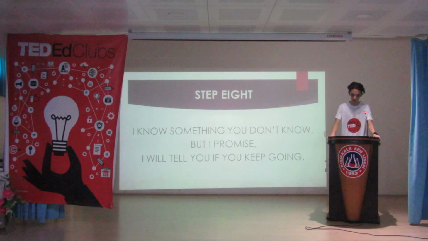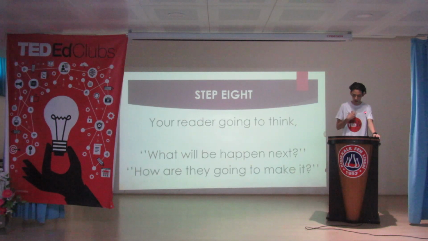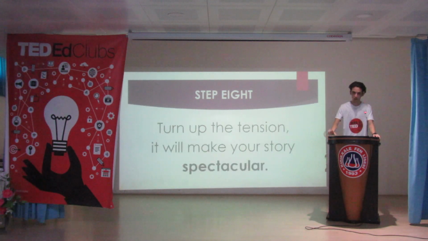That suspense will take your reader inside your story. He or she will think, what will happen next? How are they going to make it? As in the A and B example from step 3, follow your hero. Think about what he is going to do, and put an obstacle there. And if your hero tries to make it, put in another obstacle again, and again, and again, until the final. So, turn up the tension. This will make your story spectacular.